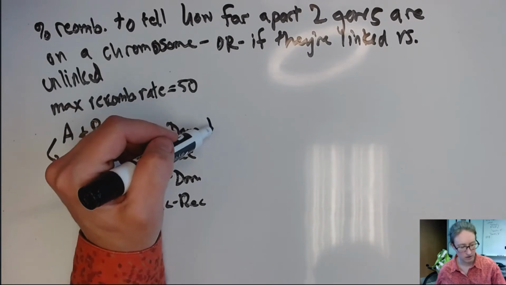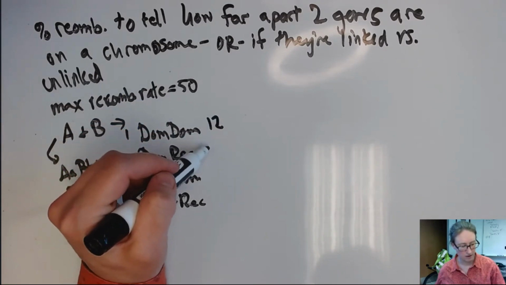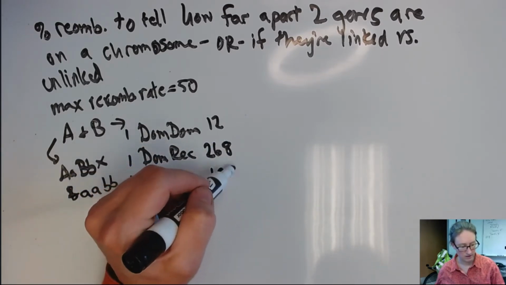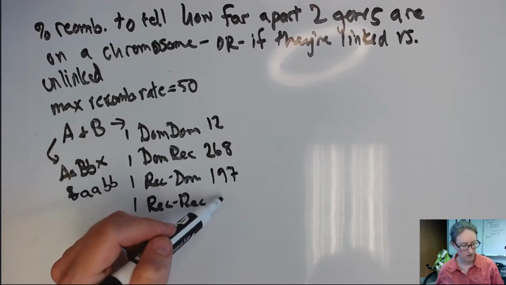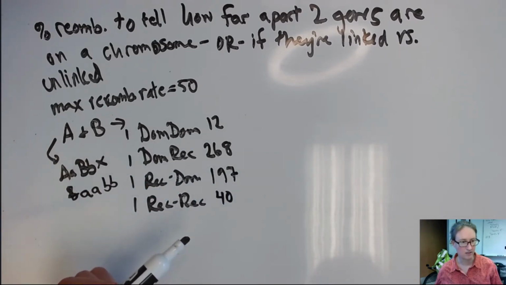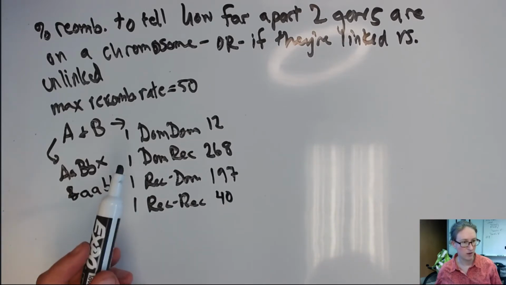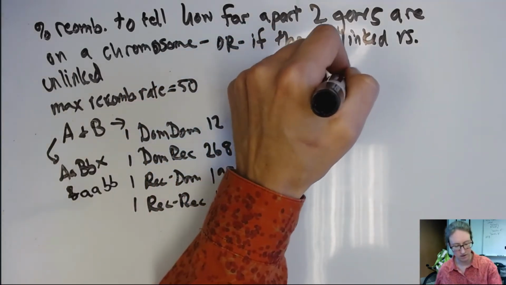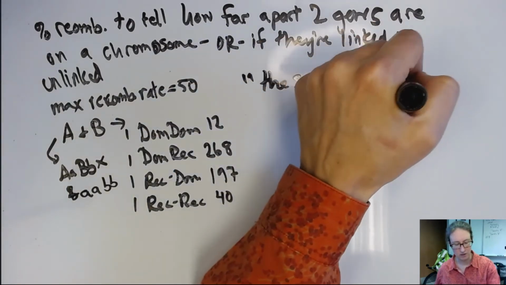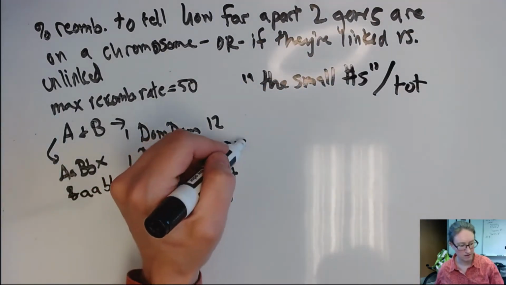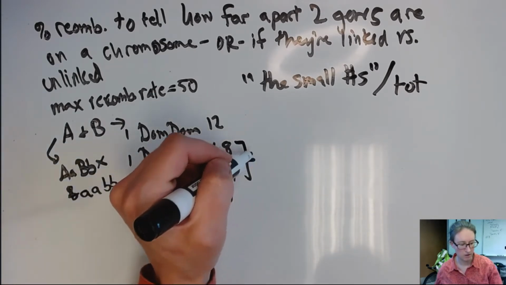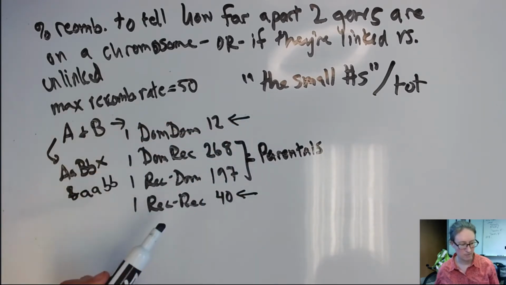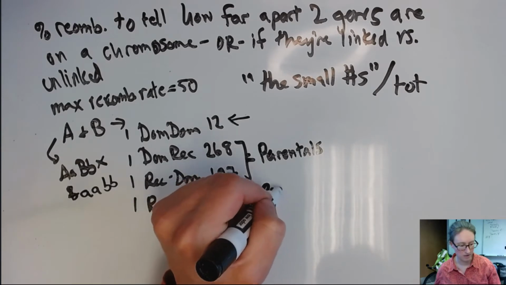Let's say we get 12 dominant, 268 dominant recessive, 197 recessive dominant, and 40 recessive. So in this case, for figuring out the recombination rate, what you want to do is take the small numbers and divide them by the total. Because in this case, these two bigger numbers are the parentals, and the dominant recessive are the recombinants.